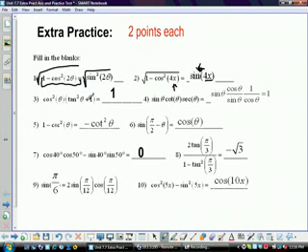Number 3, tangent squared of theta plus 1. Probably a what? Pythagorean identity. Secant squared of theta times cosine squared of theta. And we know we should please be writing this one down, that cosine of theta times secant of theta is 1. Have that one in your journal. That's a good one to have.